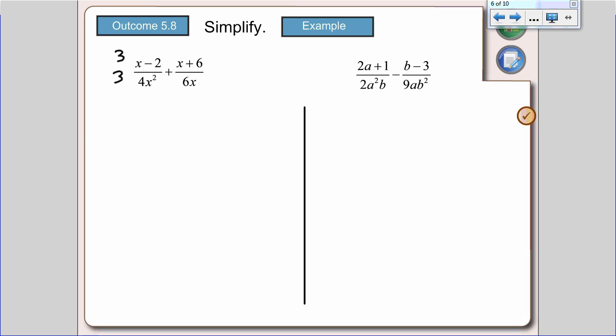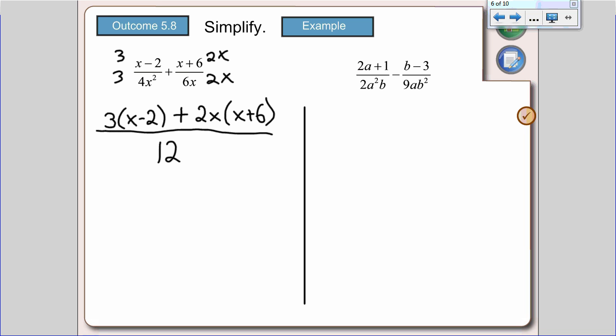What are we going to do to get 6 to 12? What are we going to do to get x squared? x. So I do this as my first step, and my second step, what I do is I go 3 times x minus 2, like that. Okay, and I leave it on the outside, and it's going to help me later. And then I go plus 2x times x plus 6, all divided by my common denominator of 12x squared.